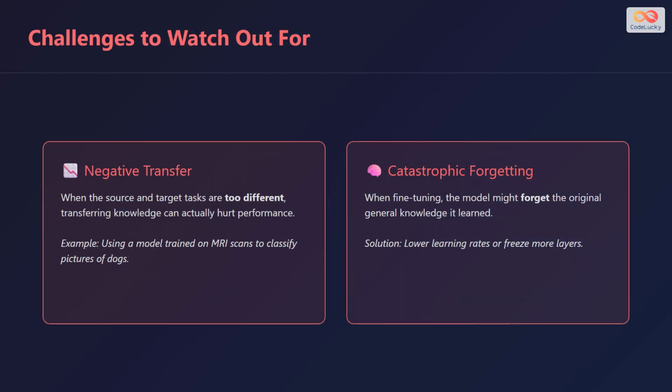It is not always smooth sailing, however. One risk is negative transfer, where the source and target tasks are so different that the pre-trained knowledge actually confuses the model. Another is catastrophic forgetting, particularly during fine-tuning, where the model becomes so focused on the new data that it forgets the general knowledge it learned originally.